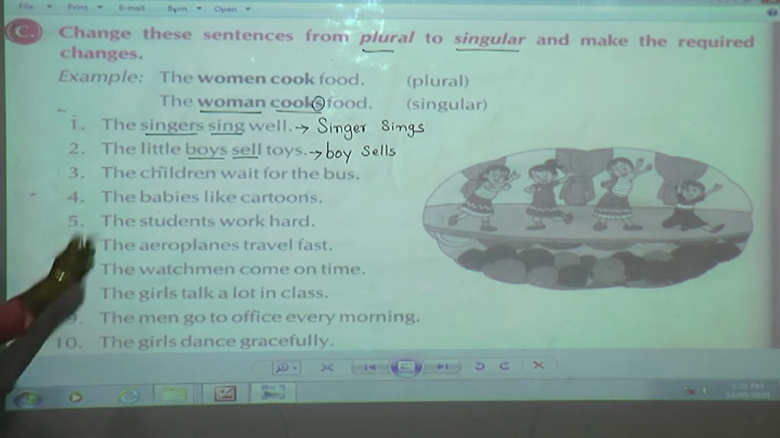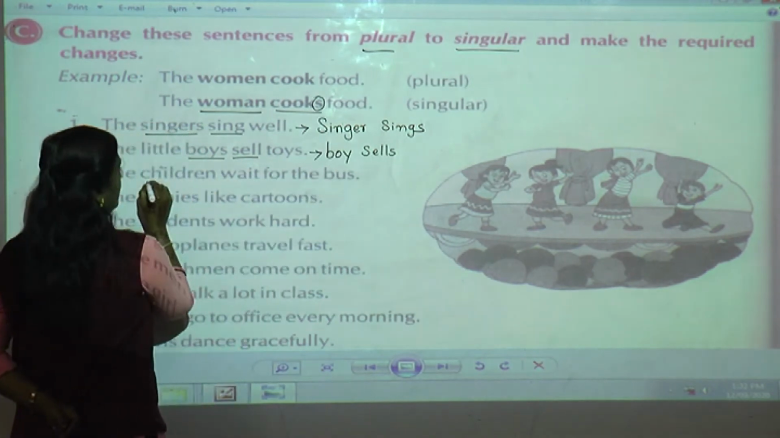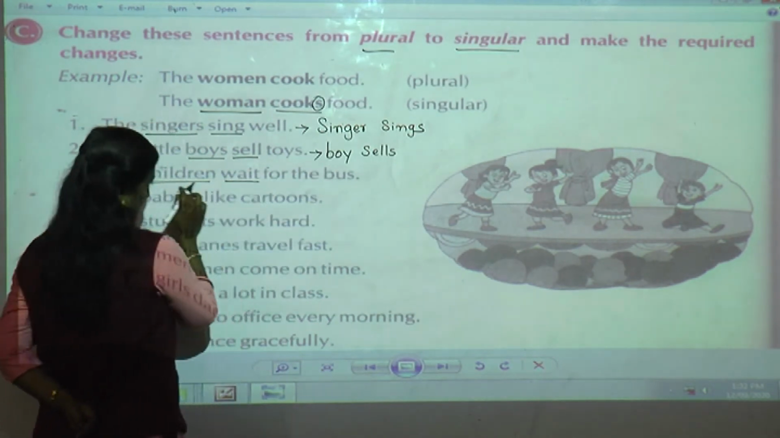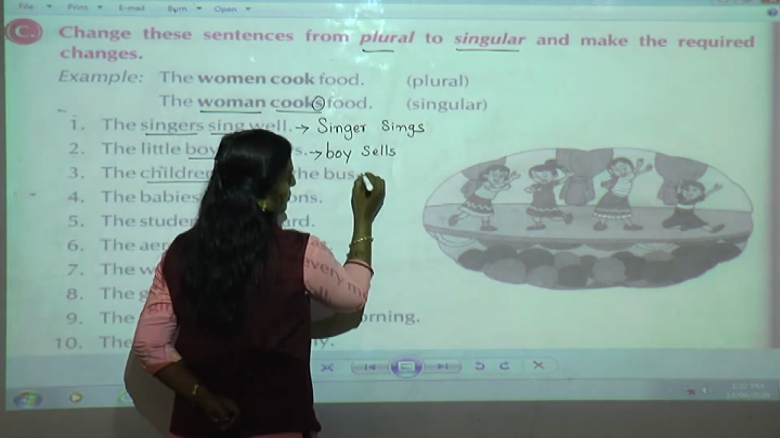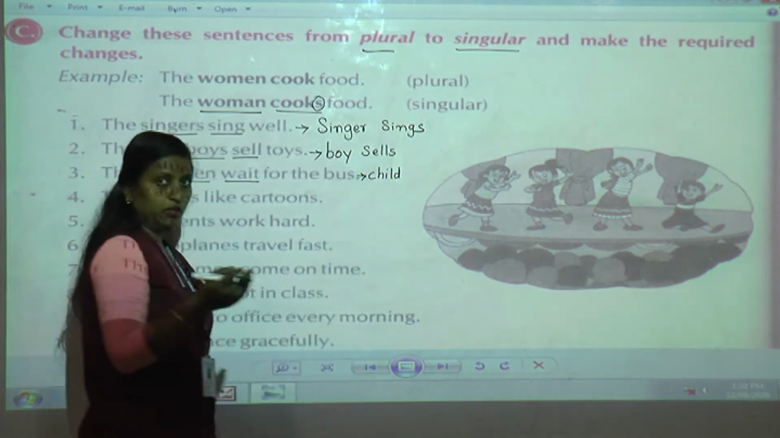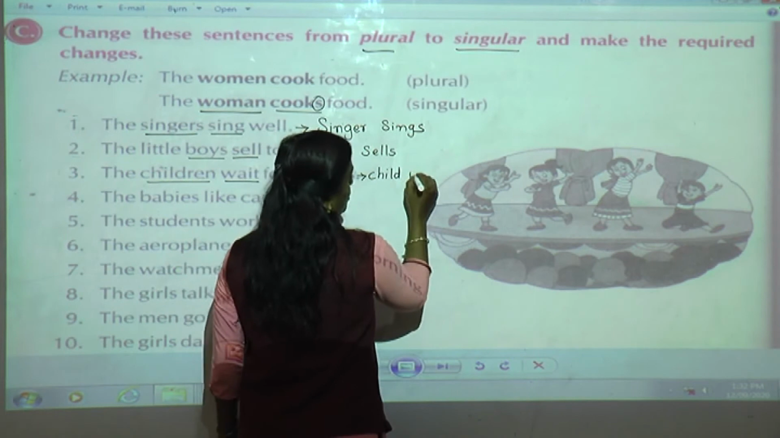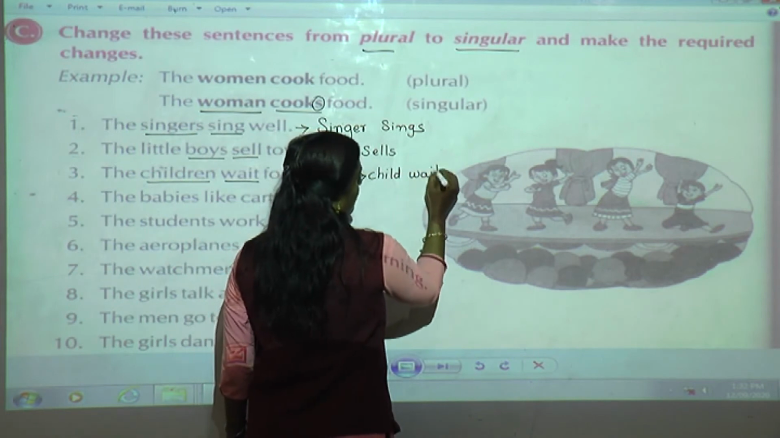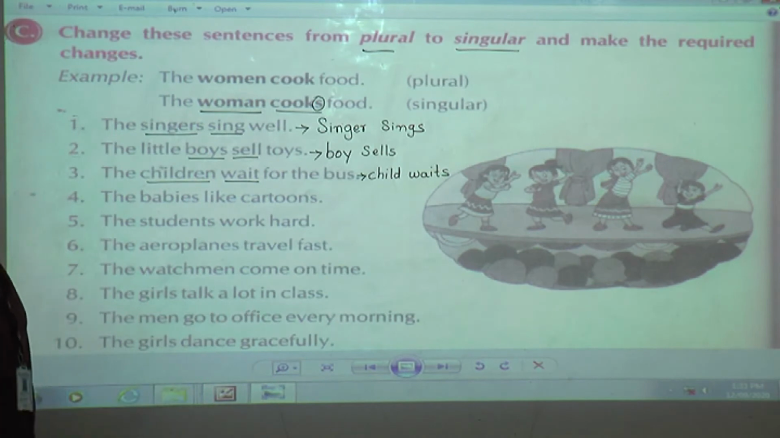Next, the children wait for the bus. Children is in which form? Yes, it is in plural form. I will make it into singular form. Child. So when I make it singular, my verb will have s. The child waits for the bus. Write it in small letters. Done?